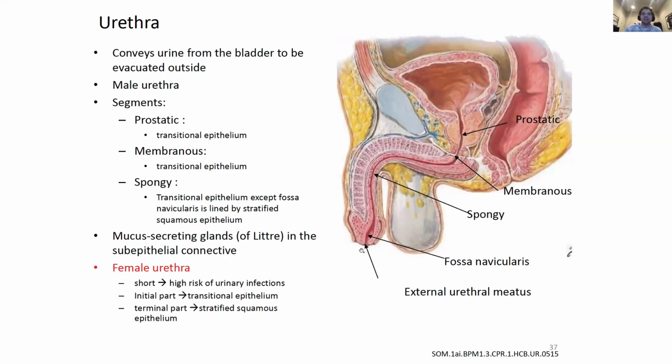And as I said, transitional epithelium, yeah, no worries, till you get to the very tip, and that's going to be stratified squamous epithelium, male and female.